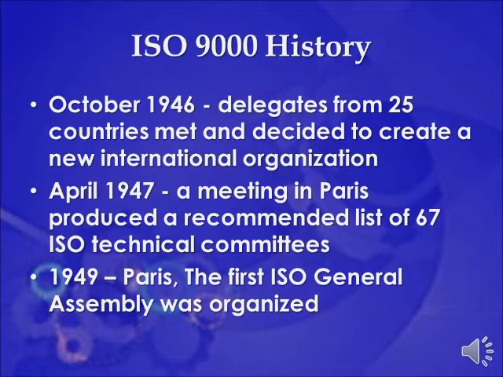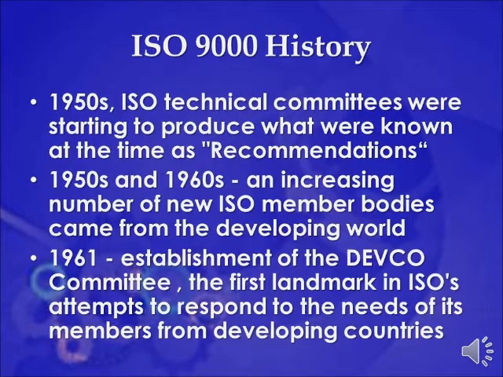ISO 9000 history. October 1946, delegates from 25 countries met and decided to create a new international organization. April 1947, a meeting in Paris produced a recommended list of 67 ISO technical committees. 1949, in Paris, the first ISO General Assembly was organized. 1950s, ISO technical committees were starting to produce what were known, at the time, as recommendations.